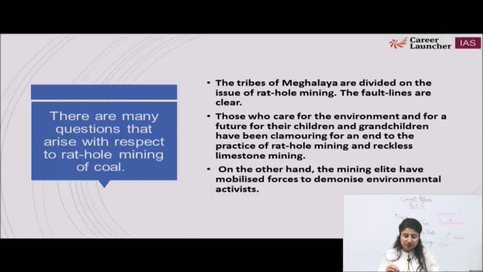So all these mining elite or the people, those who are in favor of such kind of Rathole mining, they have mobilized, they have done something to demonize environmental activists. So anybody who is going to come and saying that, okay, I am there to protect the environment, I am this agency, I am working with this NGO, something they have created that those environmental activists, they are considered as negative people, bad people, or somebody, those who are against society.